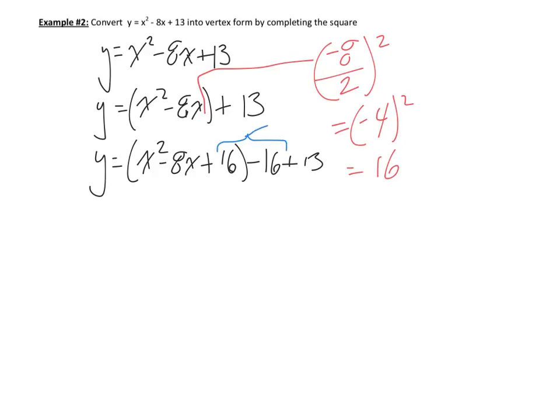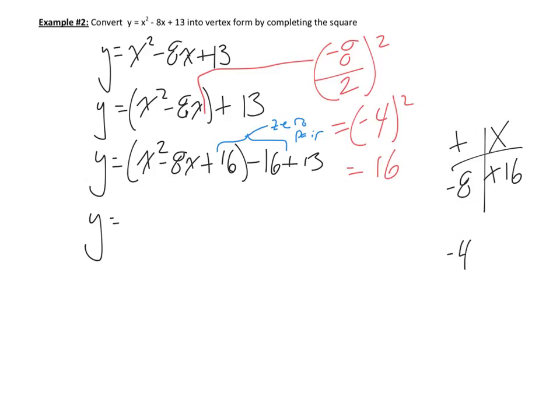So that's my 0 pair. That doesn't change my expression because they combine to make 0. So I say y equals, and I'm going to factor this right here. I'm going to cut my steps down, and in my head I think, what multiplies to positive 16 and adds to negative 8? My two factors would be negative 4 and negative 4, which multiply to 16 and add to negative 8. So I'll write x minus 4 squared.